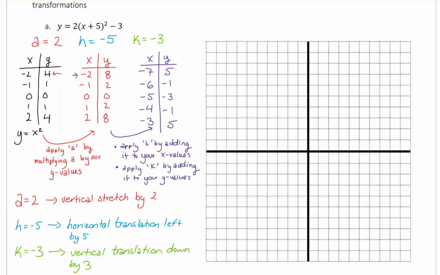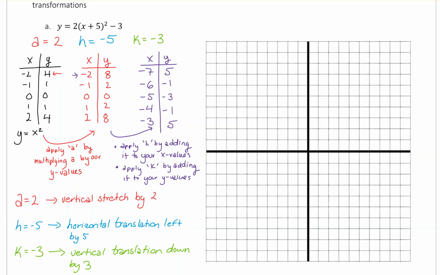So hopefully you have something like this. So a was 2, and remember, if a is greater than 1, it is a vertical stretch by 2. If h is less than 0, so it's negative 5, it's a horizontal translation, so it's moving left and right, left by 5. And if k is less than 0, which it's negative 3, it's a vertical translation down.